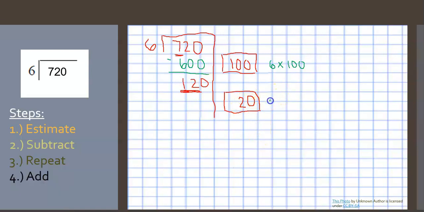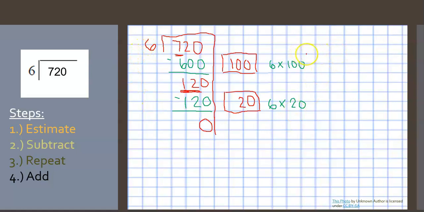Okay, so right here we're going to say 6 times 20 equals 120. I subtract, and I get 0. So I'm finished with this portion of the problem. I've estimated, I subtracted, I repeated till I got down to 0, or a number that I cannot multiply 6 by anymore without going over it.